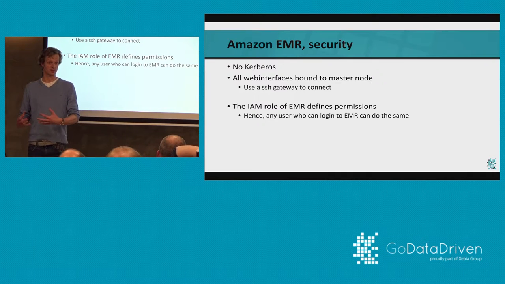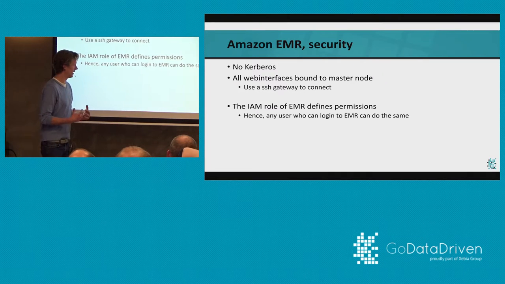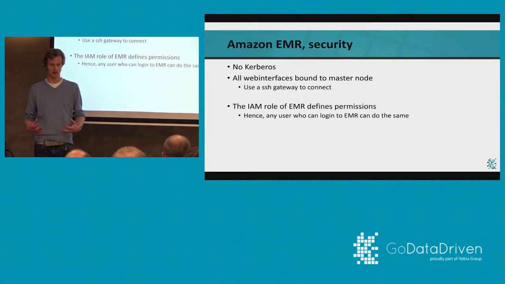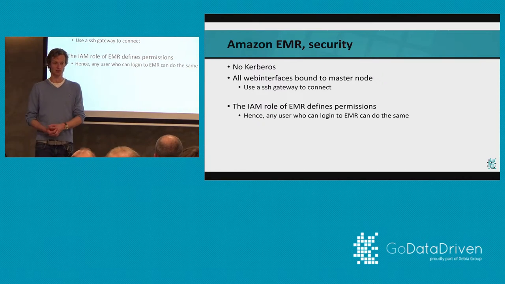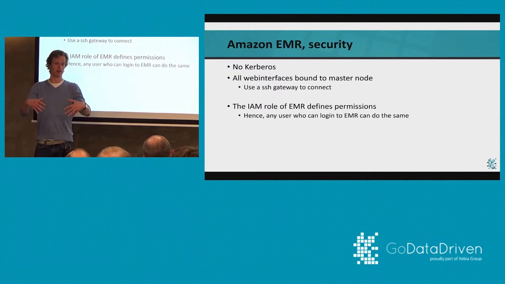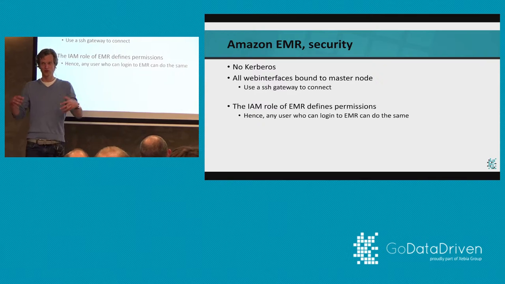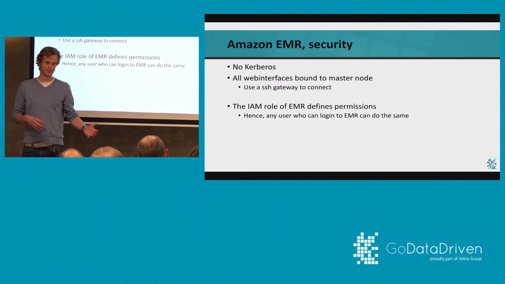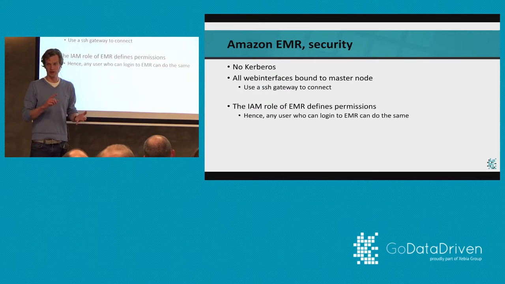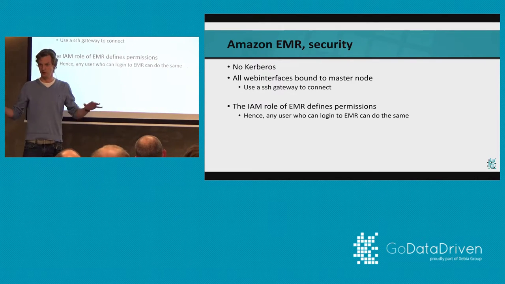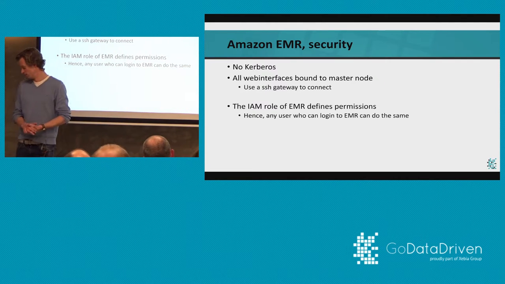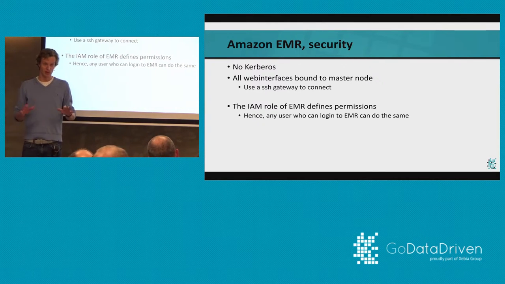And then basically you give your EMR cluster a particular role, and this role can access data, which means any user who can log into this particular EMR instance can access that data as well. So if you allow multiple users to access a particular EMR cluster, all those users are going to be able to access the data. And they're going to use the same EMR role. So auditing on S3 level is just going to show this one EMR role accessing data. So auditing is probably going to be a bit tricky.